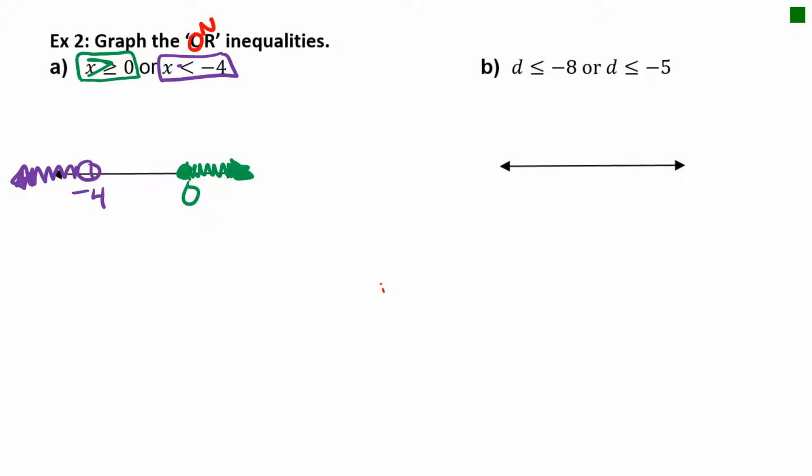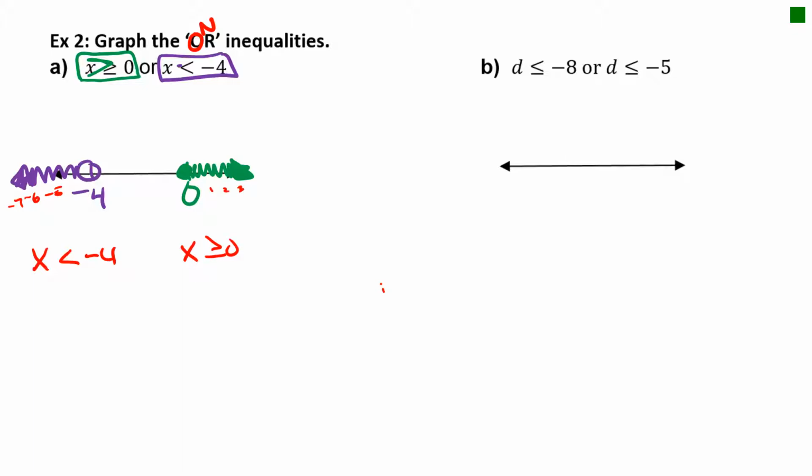Now, if this was an and, do they overlap ever? Nope, but you know what? I don't care because it's an or. I am a winner if I am less than -4. So -5 is a winner, -6 is a winner, -7 is a winner, and all those other numbers. I am a winner if I am greater than or equal to 0. 1, 2, 3, they're all winners.